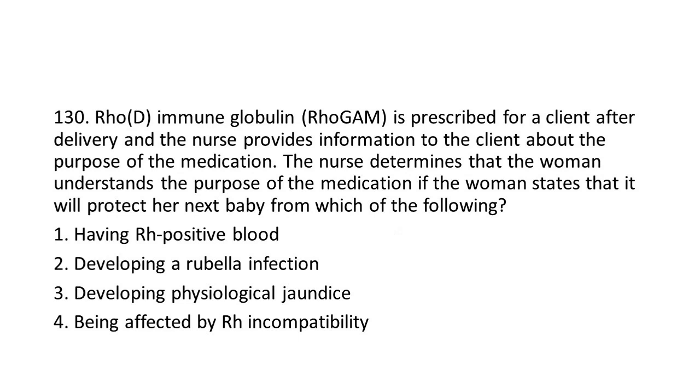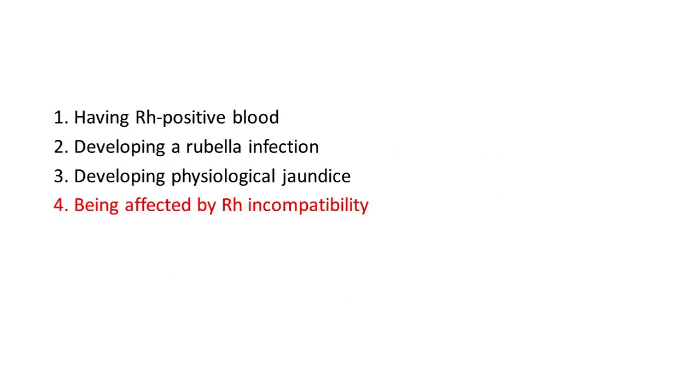130. RhoD immune globulin, RhoGAM, is prescribed for a client after delivery and the nurse provides information to the client about the purpose of the medication. The nurse determines that the woman understands the purpose of the medication if the woman states that it will protect her next baby from which of the following? 1. Having Rh-positive blood. 2. Developing a rubella infection. 3. Developing physiological jaundice. 4. Being affected by Rh incompatibility. The answer is 4. Being affected by Rh incompatibility.